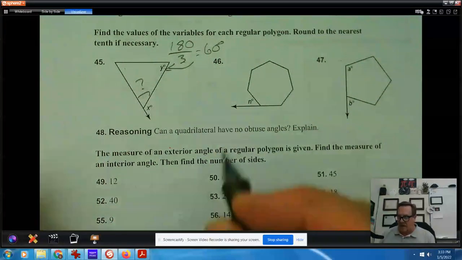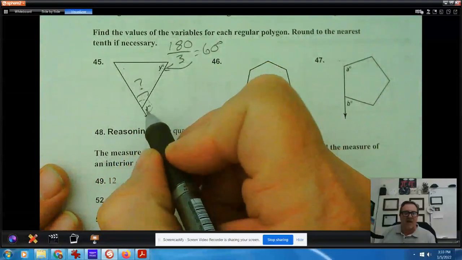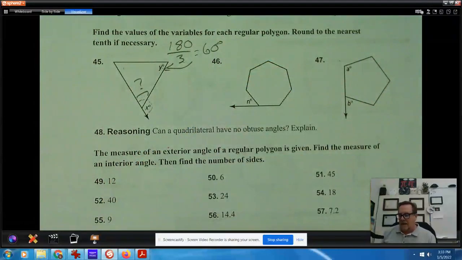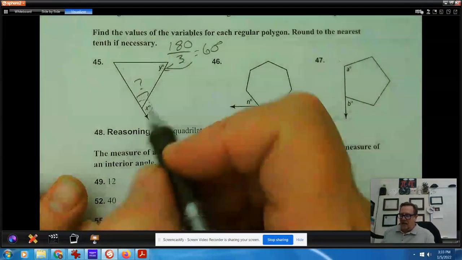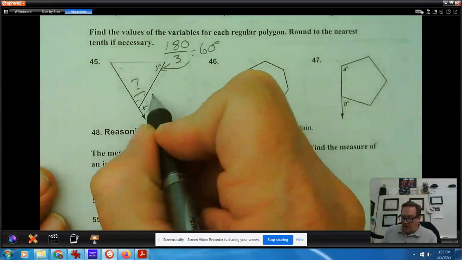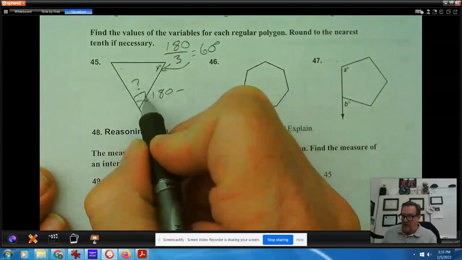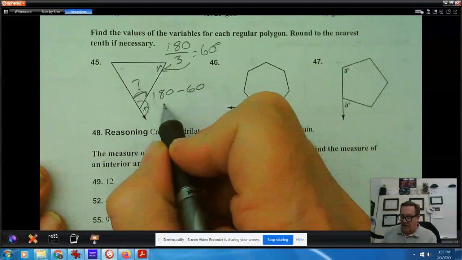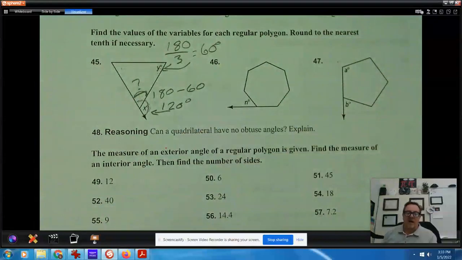It's a regular polygon. Now, here's a bigger question. If I want to know what this angle here is, all together that forms a line, so I know it's going to be 180. So, how big is x? Well, x is that bigger angle, 180 degrees, minus the smaller angle, 60 degrees. 180 minus 60 makes this 120 degrees for angle x. Make sense?